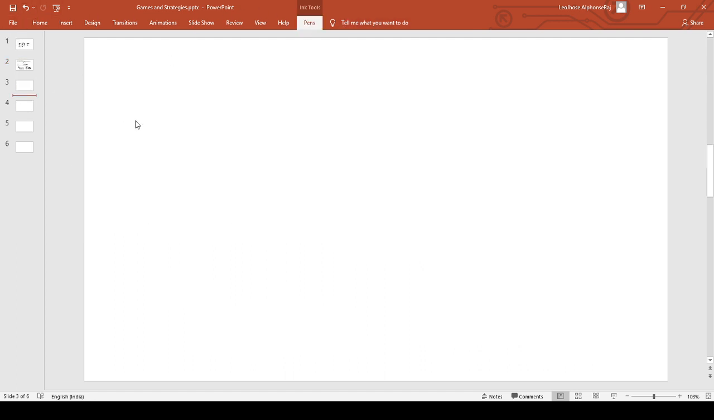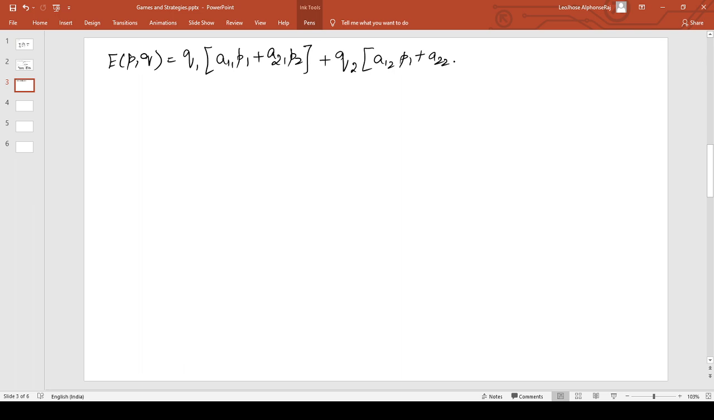E of P comma Q is equal to, you are combining both. So it is Q1 into A11 P1 plus A21 P2, taking into account the first column, and then plus Q2 into A12 P1 plus A22 P2. We already have P1 plus P2 is equal to 1 and Q1 plus Q2 is equal to 1. So with these, we can first rewrite P2 in terms of P1, and Q2 in terms of Q1.